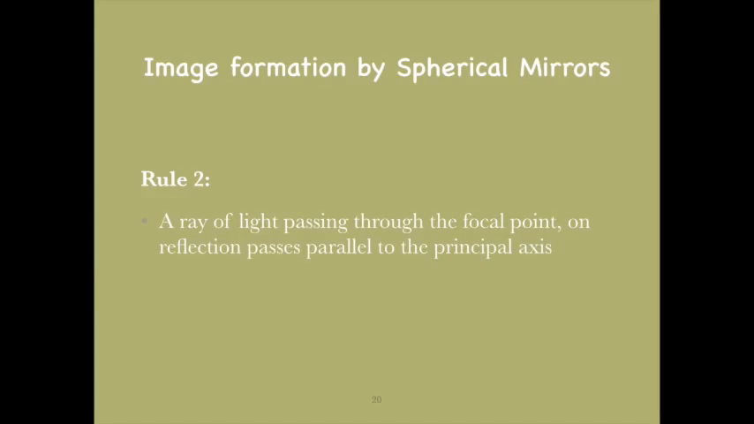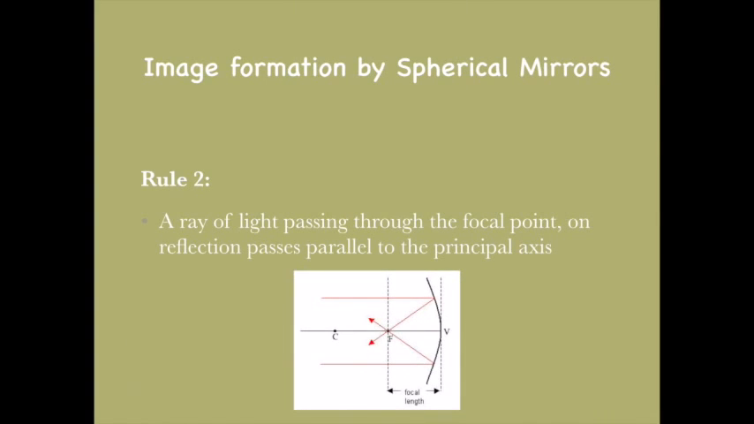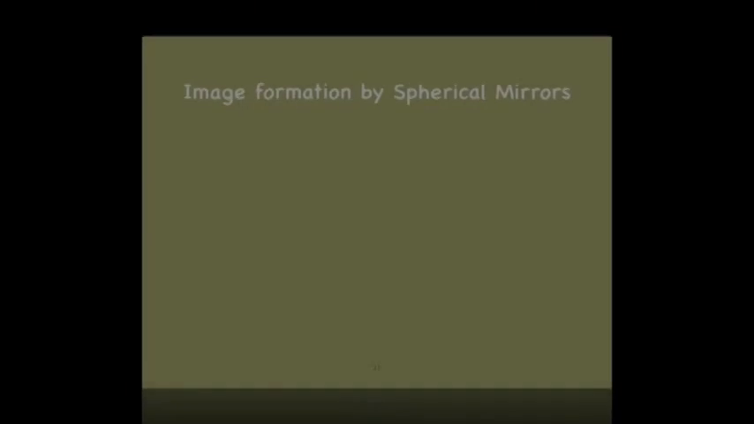So coming to rule number 2, it says that a ray of light passing through the focal point, on reflection, passes parallel to the principal axis. So a ray through the focal point on reflection passes parallel to the PA, as you can see in the diagram.